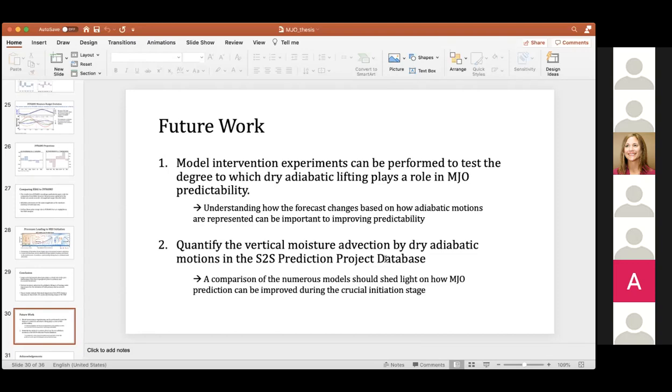We can also expand the study a little further, and some future work might include performing model intervention experiments to test the degree to which the dry adiabatic lifting plays a role in MJO predictability. This can help us understand how the forecast changes based on how adiabatic motions are represented, and can help improve predictability. And of more personal interest, we can also do the same analysis and quantify how these vertical moisture advection by dry adiabatic motions are represented in the subseasonal to seasonal prediction project database. By doing a comparison of the numerous models, we can shed light on how MJO prediction can be improved during the crucial initiation stages.